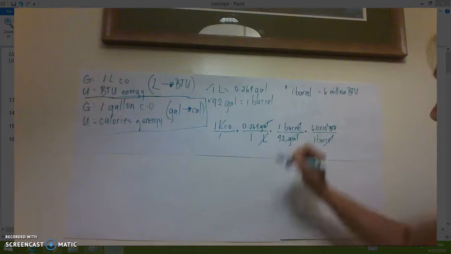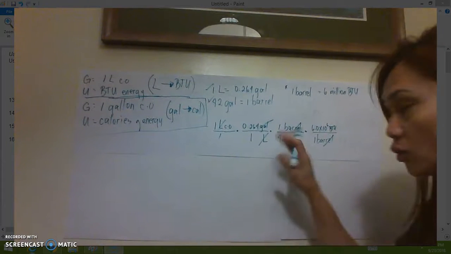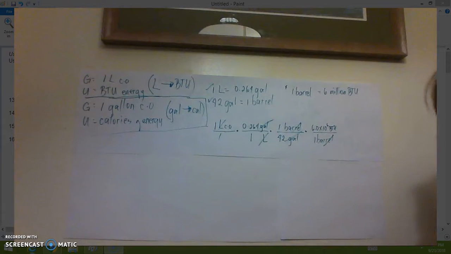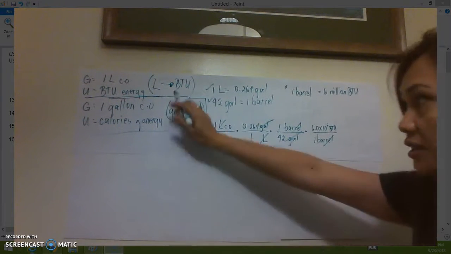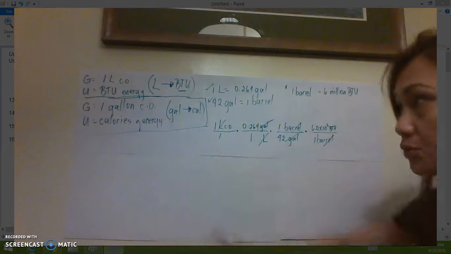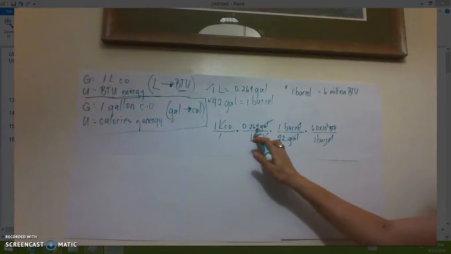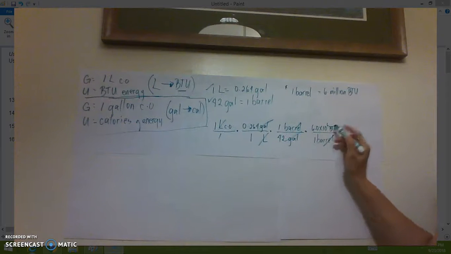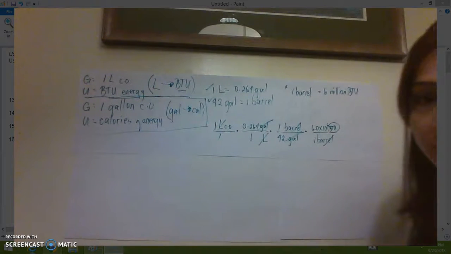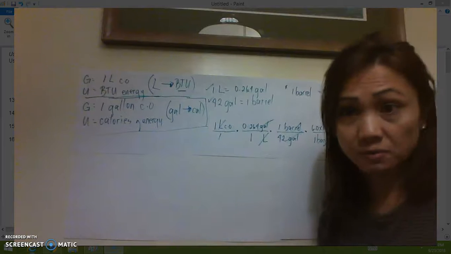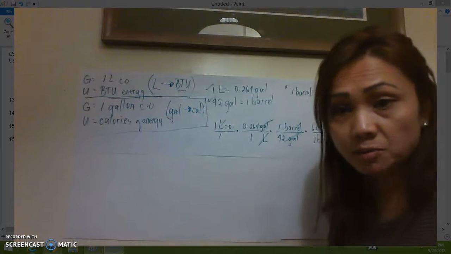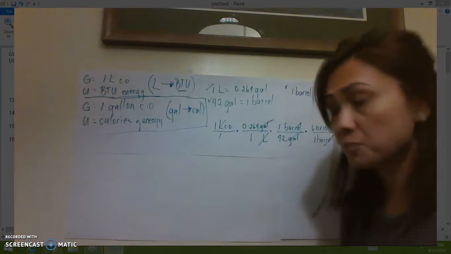Cancel barrel, cancel barrel. Pause for a while and see, do you have the unit that you wanted to have? Which in this case is BTU. You've canceled everything except for BTU. So it looks like our setup is correct. That means you can now proceed to solving the problem.